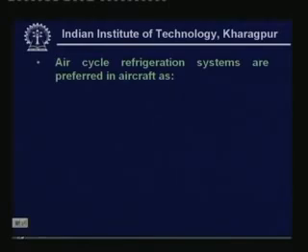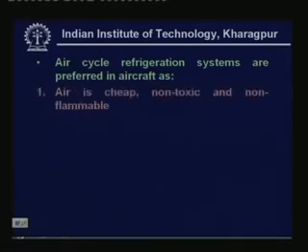Now, air cycle refrigeration systems are preferred in aircraft. So, why do we use air cycle refrigeration systems in aircraft? Because of the following reasons. The first reason is that obvious reason, air is cheap, non-toxic and non-flammable. Typically, you do not want to use any explosive or flammable gas in an aircraft. It has to be absolutely safe. So, air is the safest refrigerant that you can think of. It is easily available, it is non-toxic and non-flammable. So, this is one of the main reasons why we use air in aircraft refrigeration.